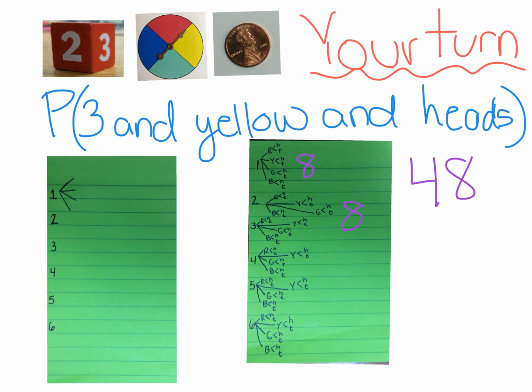So we look at the probability of getting a 3, so that's here, of getting yellow, okay, so where's your yellow branch, and getting heads. That's only this little tiny one in here, so that's 1 out of 48 total combinations.